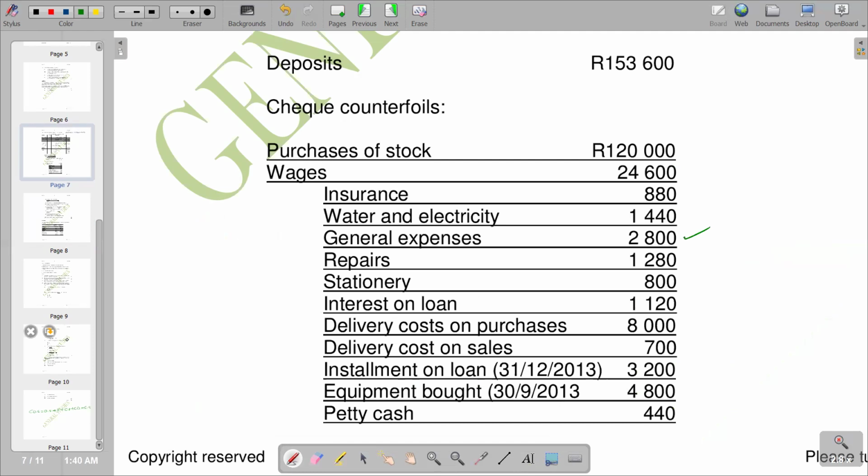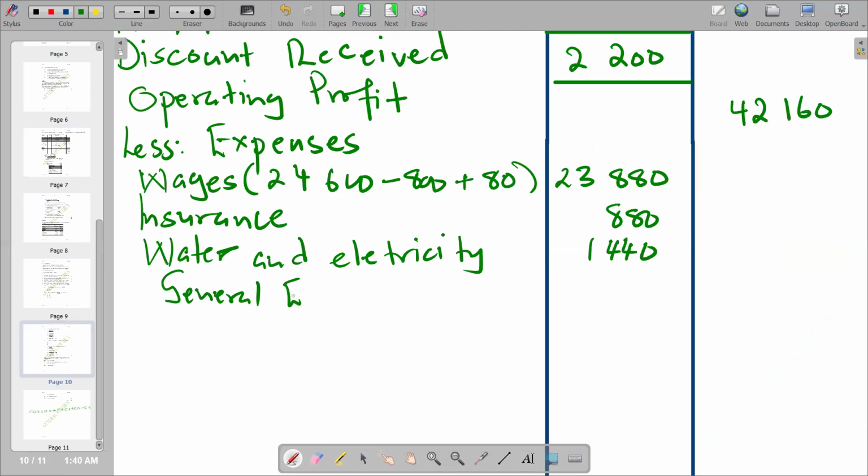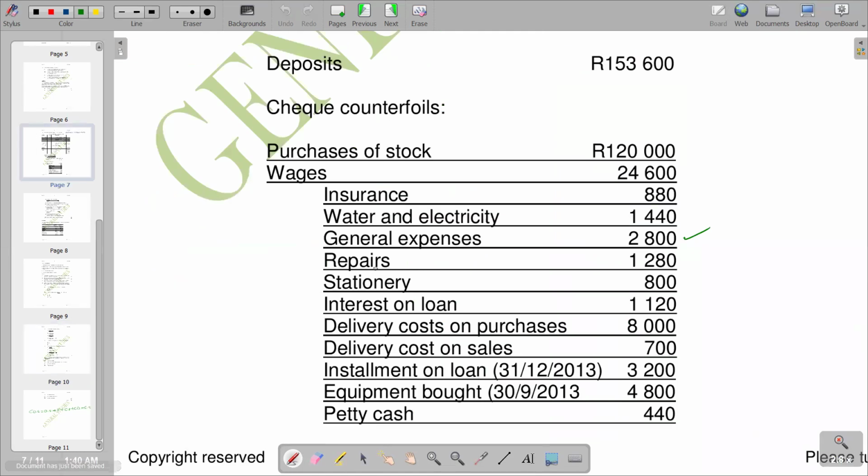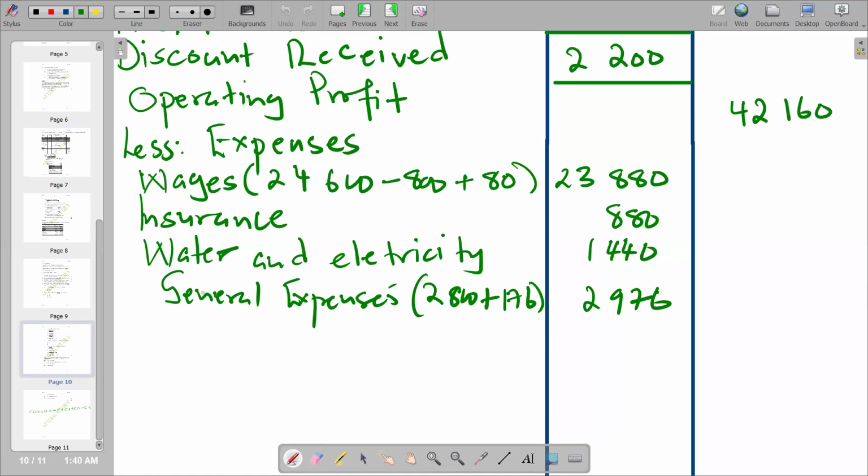So we come here. For general expenses, we are saying 2,800, then we get 176. So the total that you're supposed to get is 2,976. Your repairs, 1,208. If you go to additional information, you're going to see that we do not have any adjustment affecting our repairs. So we take 1,280 as our repairs.